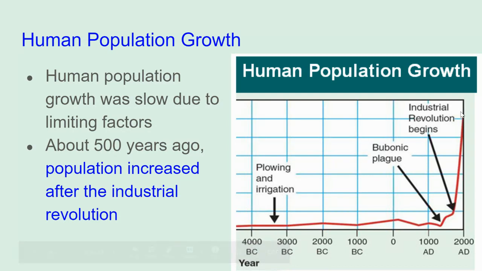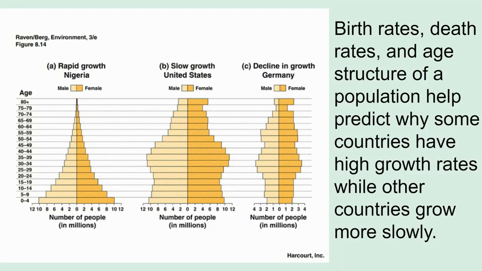So, about 500 years ago, we really started to increase in human population, and that was boosted by the Industrial Revolution, which was about 150 to 100 years ago. Our population is now growing at a very, very high rate. And some scientists are worried about that because when your population starts to grow at a high rate, you might start to encounter some of the density dependent limiting factors, such as disease, like we're seeing with COVID-19. This is just some example of different birth rates, death rates, and age structures of populations in different countries, and that can kind of show why some countries have high growth rates and some countries have low growth rates.